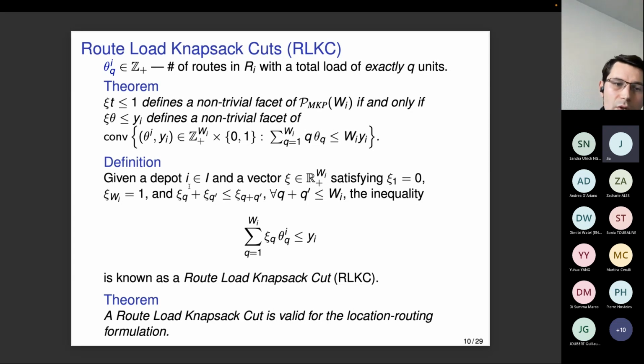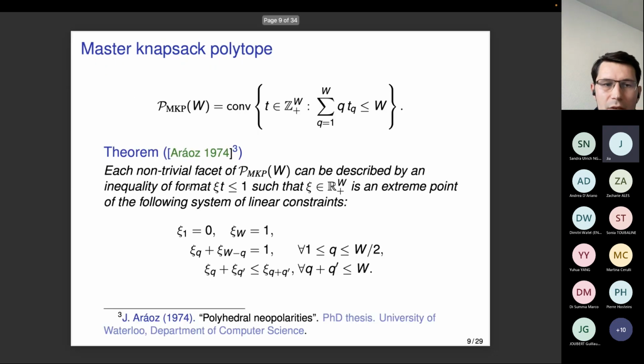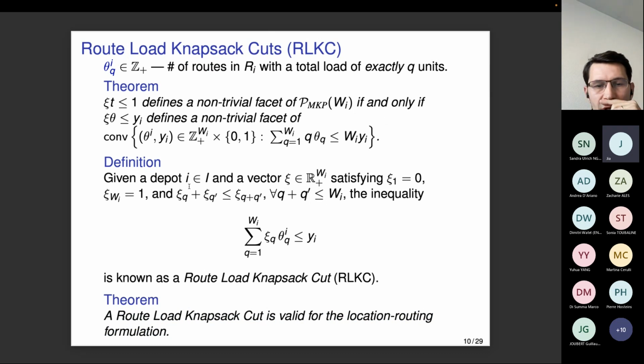And so we will introduce this family of route load knapsack cuts, RLKCs, which are the cuts defined for a fixed depot and a fixed vector c, which satisfy these normalization constraints and also the superadditivity constraint. So the difference with the previous cuts, the facets of the master knapsack polytope, is that those satisfy both the superadditivity and the complementarity constraints. And here we leave only the superadditivity constraints. Why do we do that? Well, this is to be able to use not only facet defining inequalities, but also some other inequalities which are not facet defining, but can still be expressed in the same way.